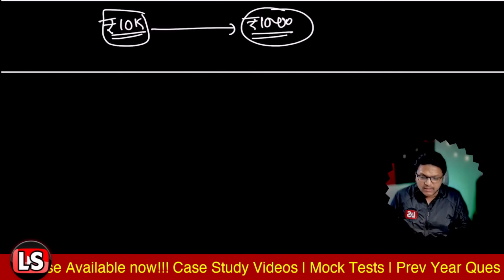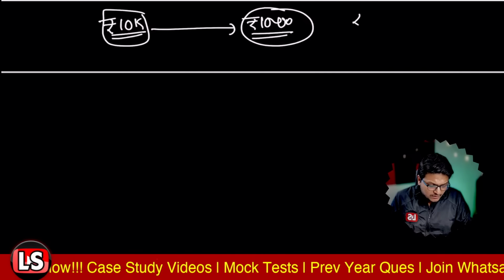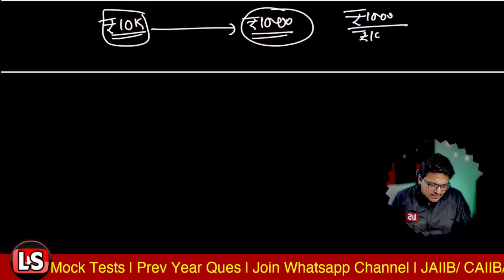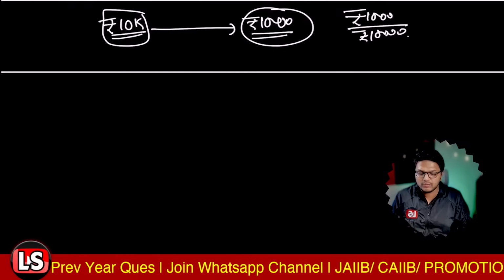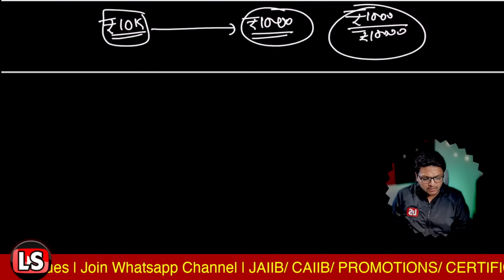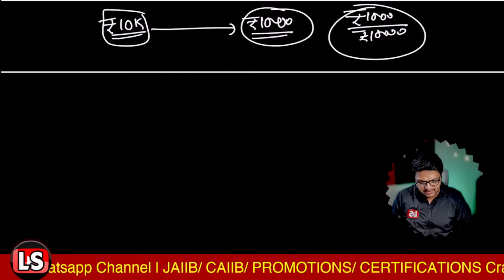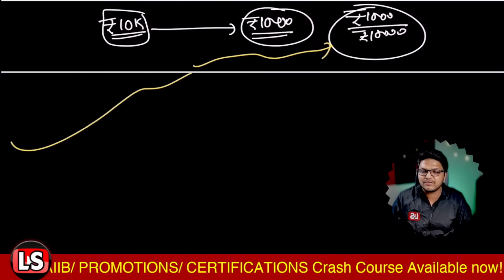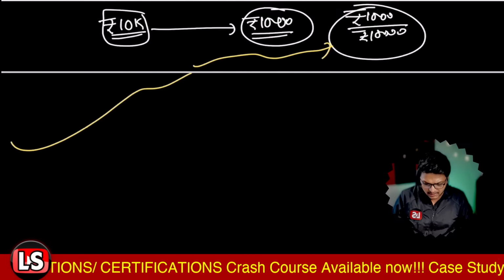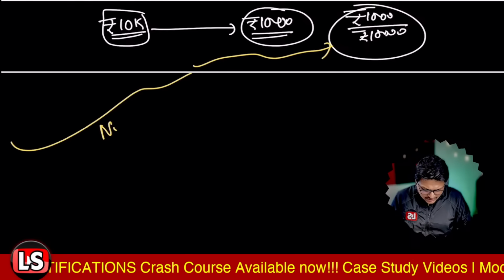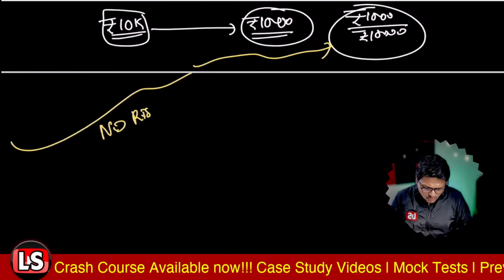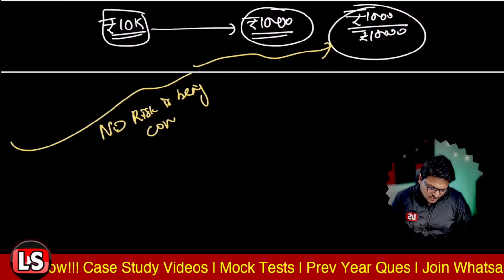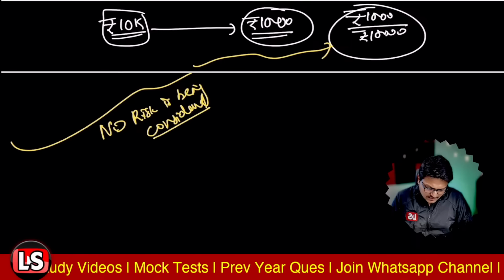So that is the return on capital, which would be equal to rupees 1,000, and the employed capital was 10,000, so it will be 10%. Now consider the factor: have we considered the risks when we are considering this particular output? No, we are not considering any kind of risk here. No risk is being considered in this particular part.